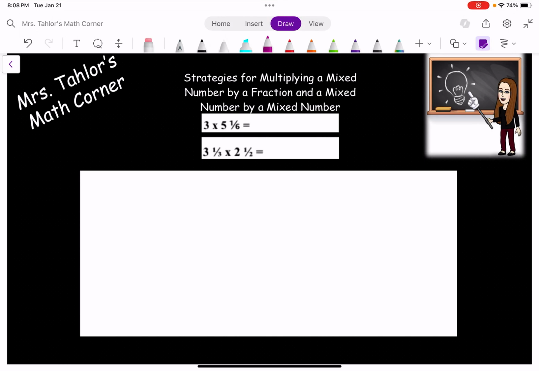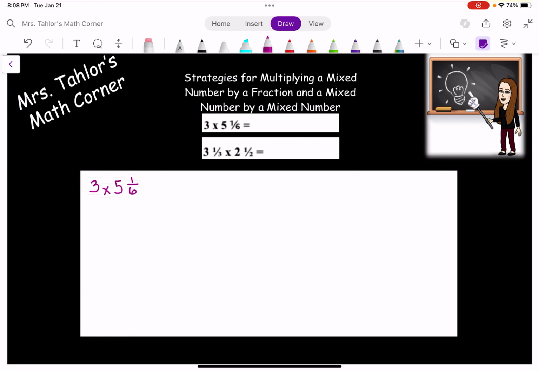Today, we're going to work with multiplying a mixed number by a fraction and then a mixed number by a mixed number. We'll start with 3 times 5 and 1/6. So I'm going to write 3 times 5 and 1/6.